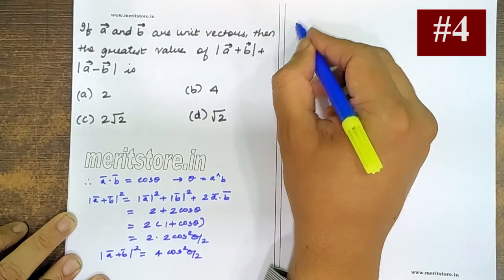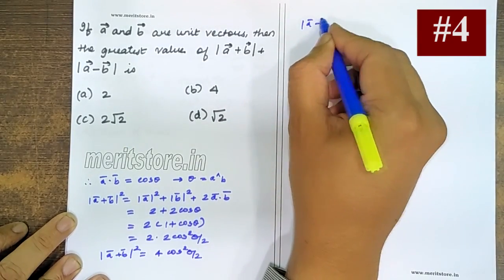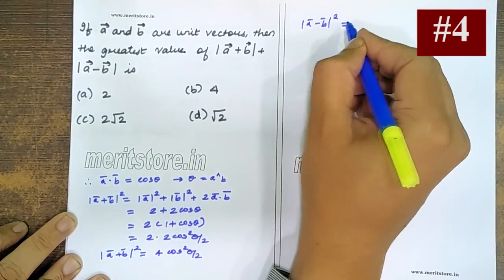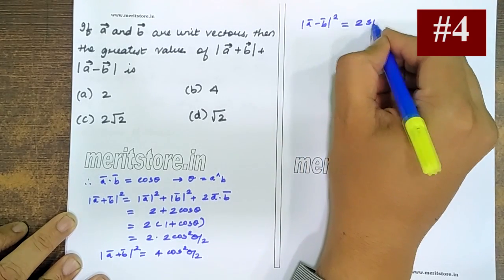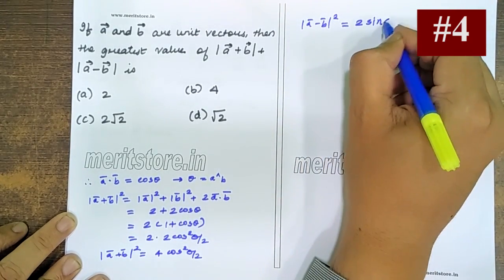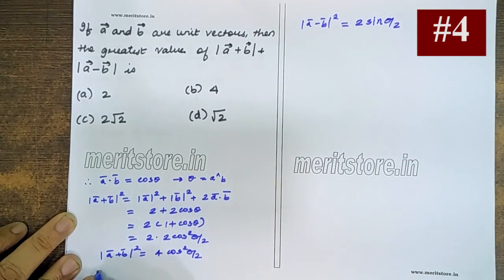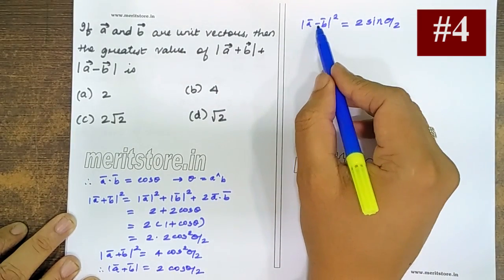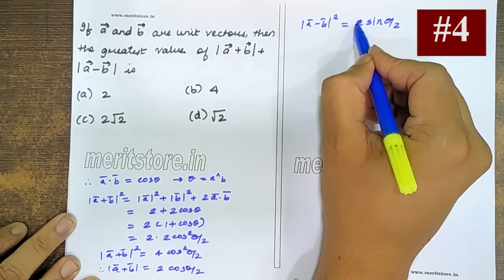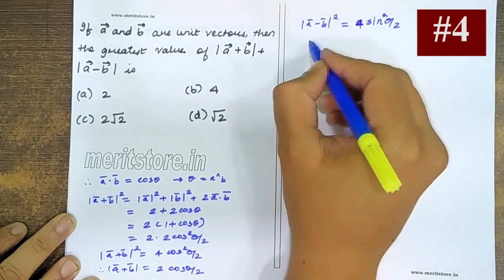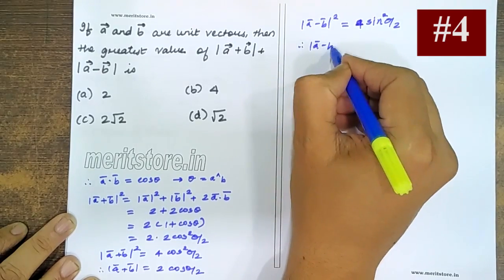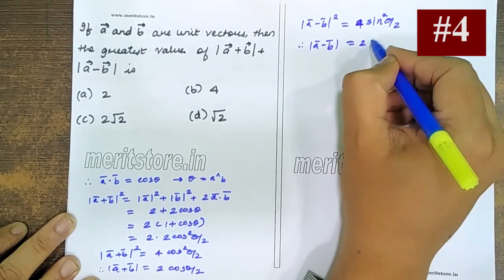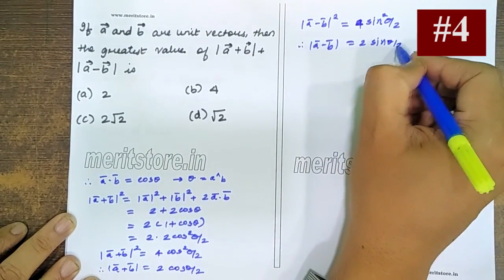Now same way, if we consider magnitude of A bar minus B bar the whole square, then this will become 2 sin square theta by 2. So here magnitude of A bar plus B bar, we can say it is 2 cos theta by 2. So similarly magnitude of A bar minus B bar the whole square is 4 sin square theta by 2. So therefore magnitude of A bar minus B bar is equal to 2 sin theta by 2.